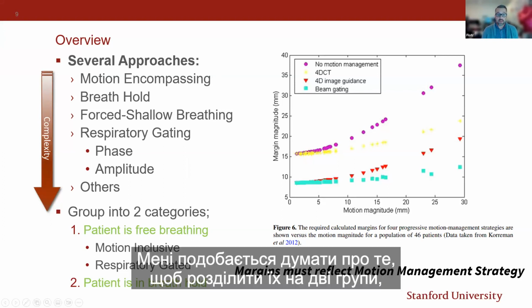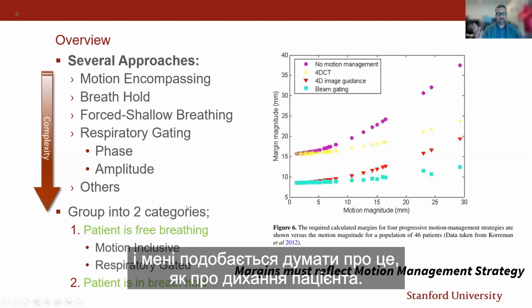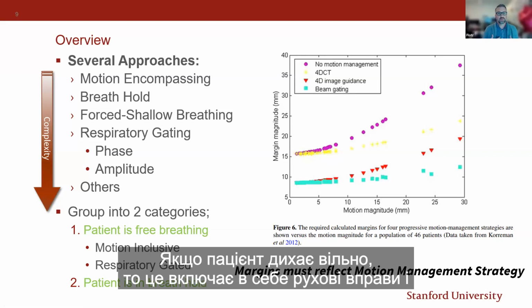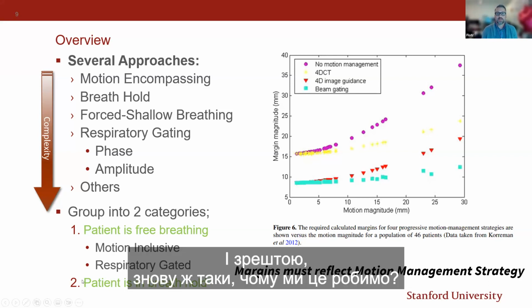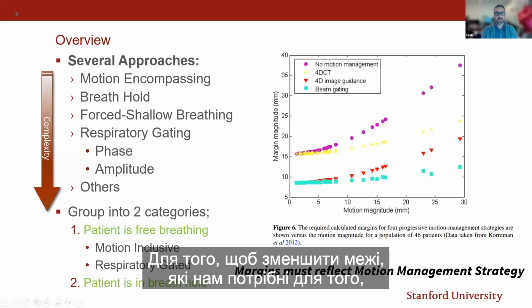I like to think of separating these into two groups, based on how the patient is breathing. If the patient is in free breathing, this includes motion inclusive treatments and respiratory gating. And then there are the patients in breath hold. And ultimately, again, why are we doing this? It's in order to reduce the margins that we need to ensure the patients are treated safely.